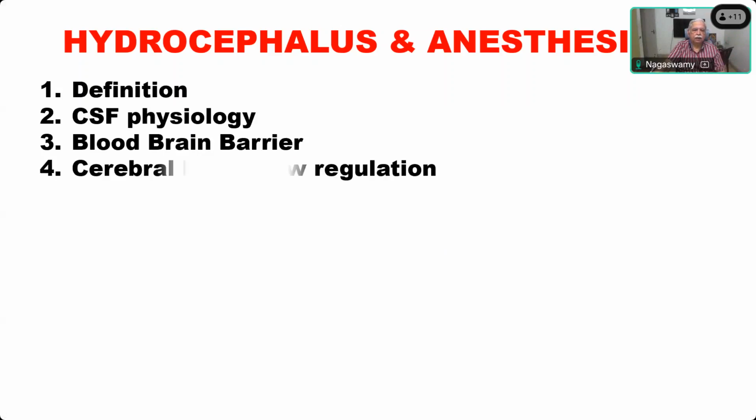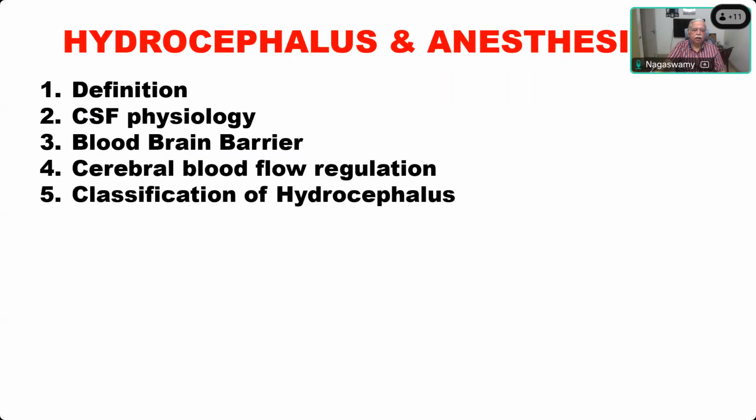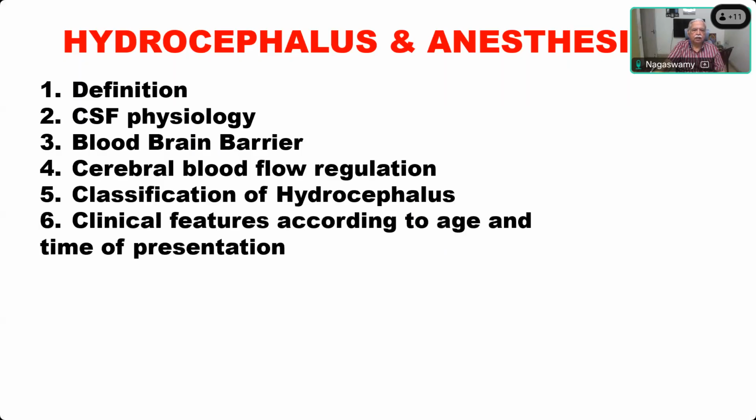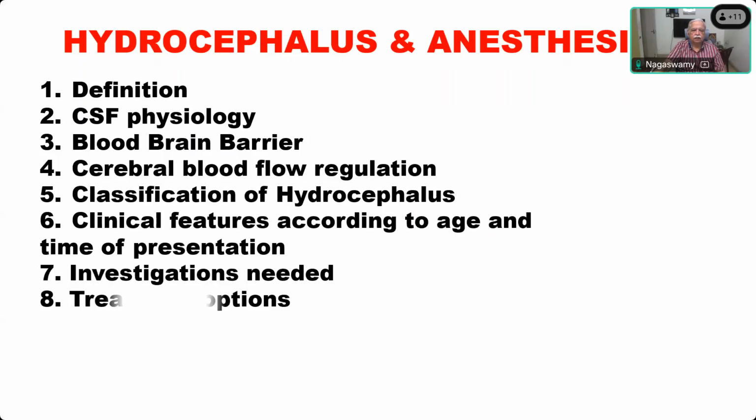They can ask you about the blood-brain barrier. They can ask you about cerebral blood flow regulation and how hydrocephalus is classified, and clinical features according to age and time of presentation, what investigations are needed, treatment options. In this investigation, suddenly they can say this child is posted for an MRI. How will you manage the anesthesia and MRI? We discussed it in the earlier classes, so I won't go into that. So you have to be prepared for that.